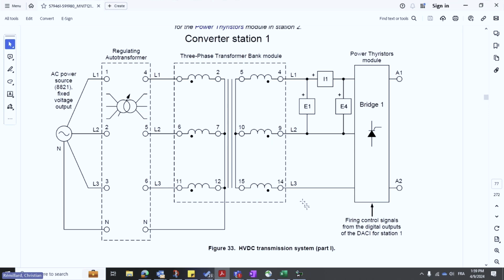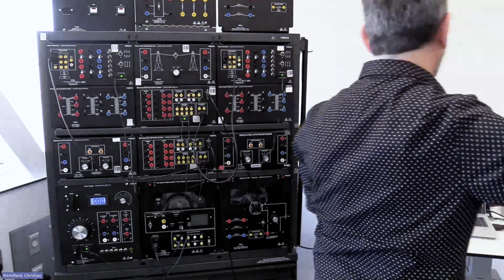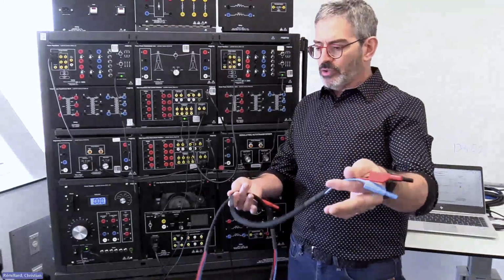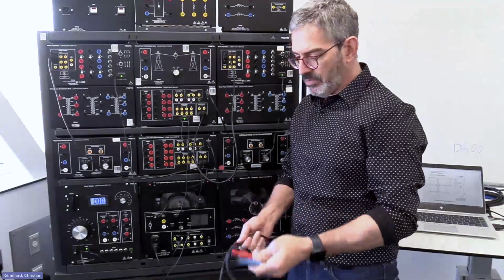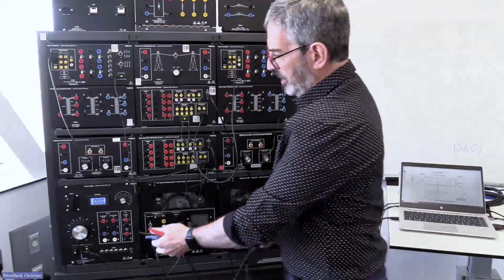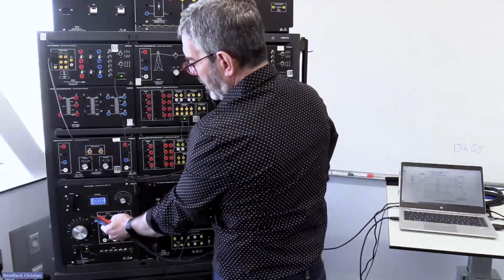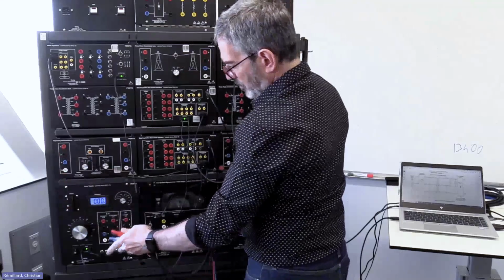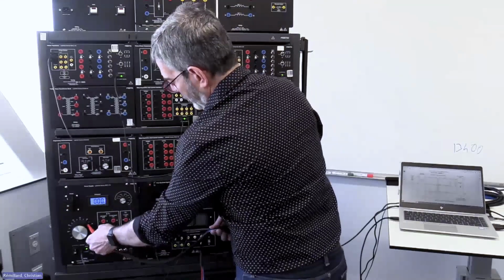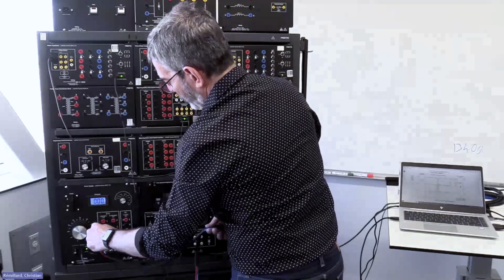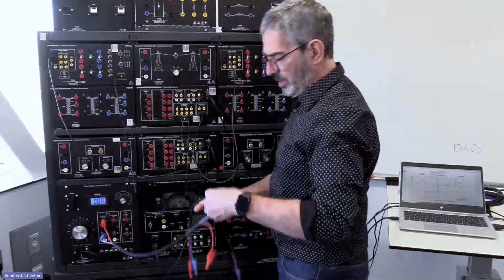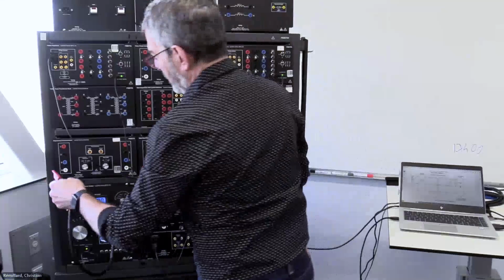So let's start doing these connections here. I will start by using these optional three-phase cables just to limit the amount of cables visible in the station, to connect the fixed AC output of my power supply to my first regulating autotransformer here. Of course, you can use 3 separate wires to do the same. Just here to visually limit the clutter.